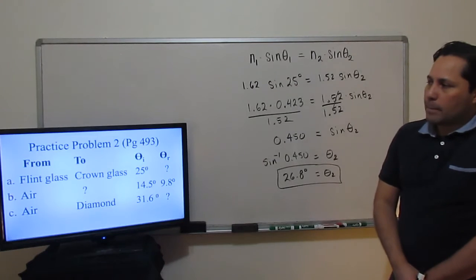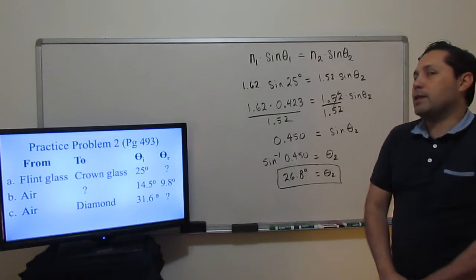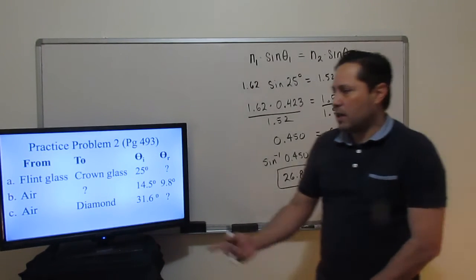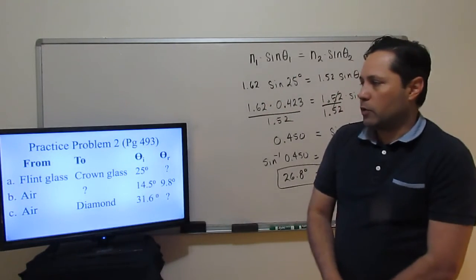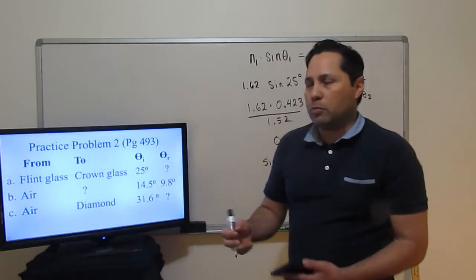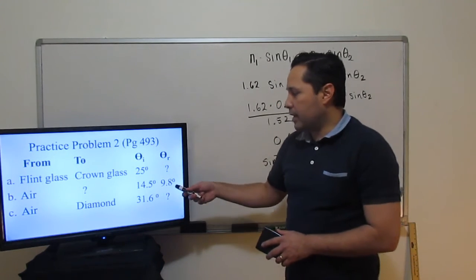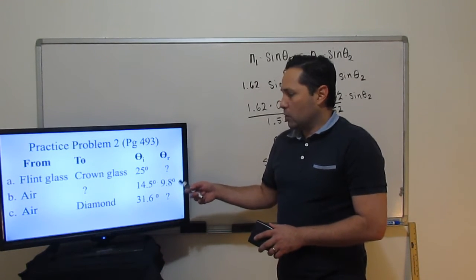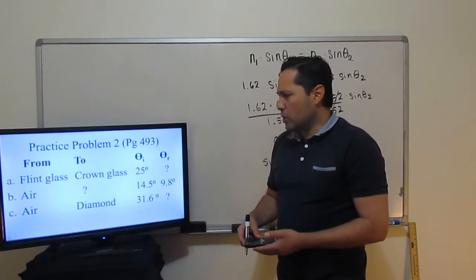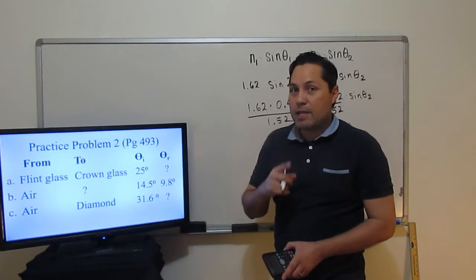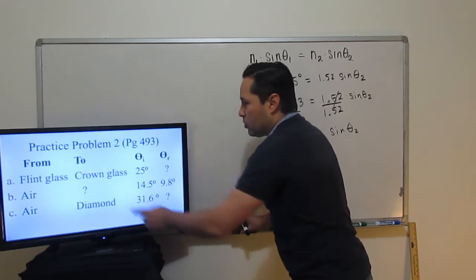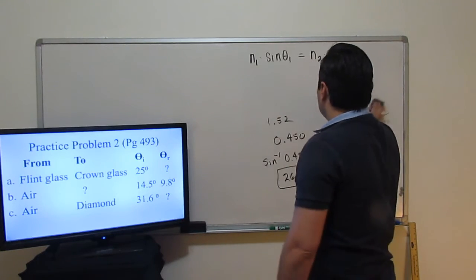But now, on part B, they're going to ask us for something else. They're going to ask us, what is this? Alright, we're going from air to some unknown medium. And this is the incident angle coming in. That's the refraction angle going out. So now, figure out essentially what is N2 they want. What's N2?